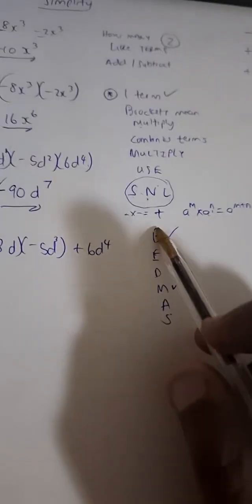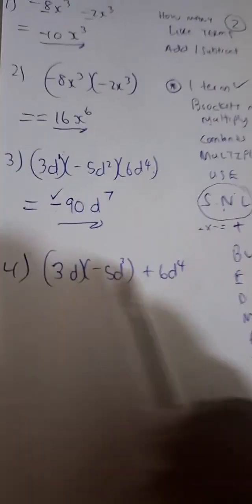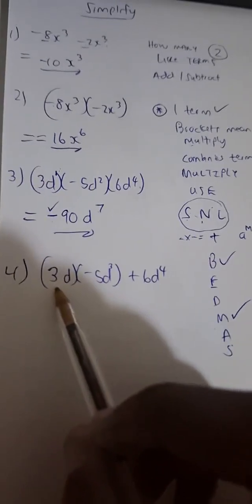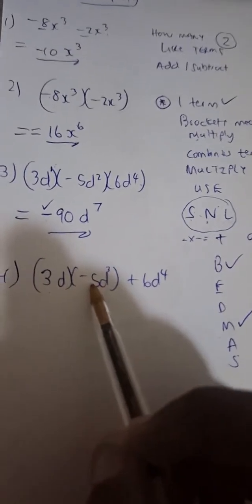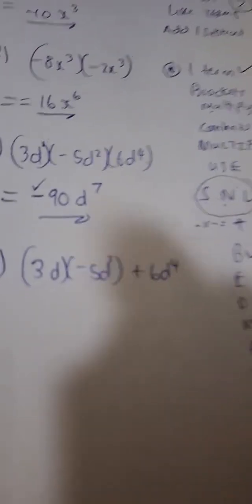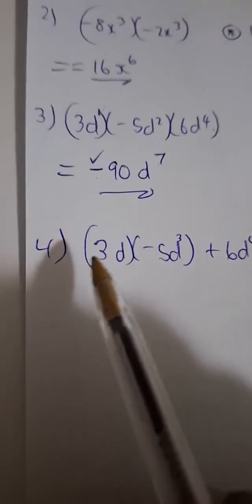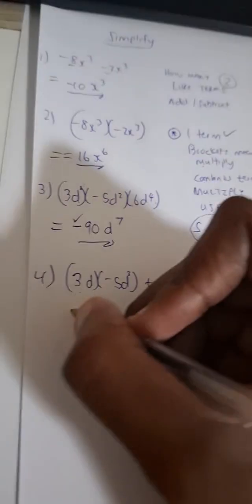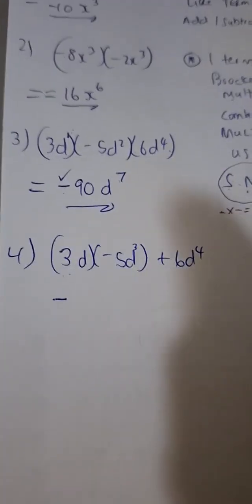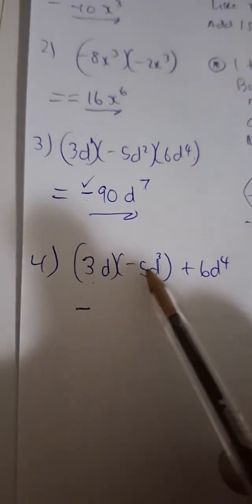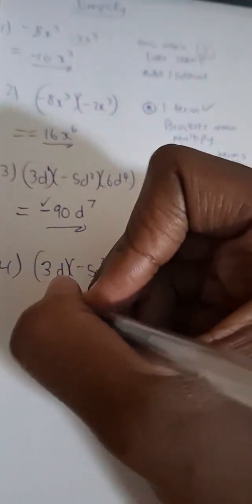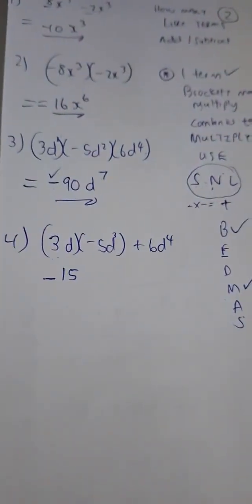Brackets mean multiply. Let's multiply 3d times negative 5d to the power 3. We multiply using the sign rule: a positive times a negative gives a negative. 3 times 5 is 15.